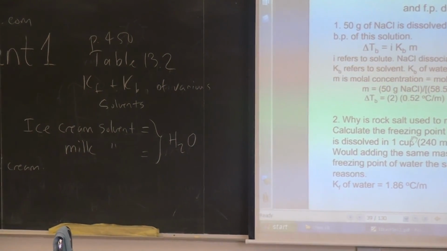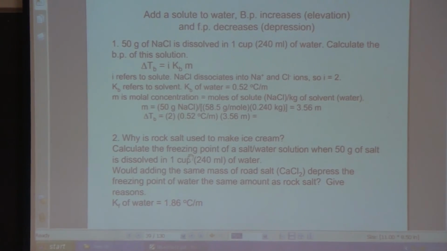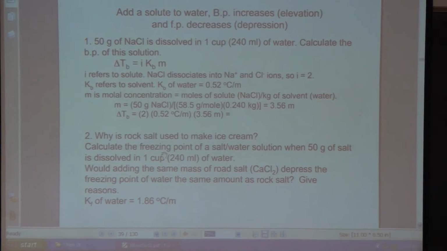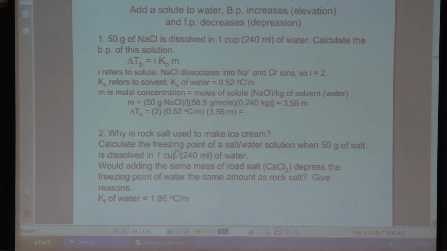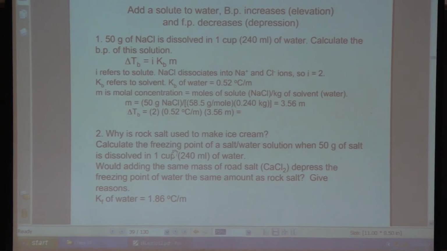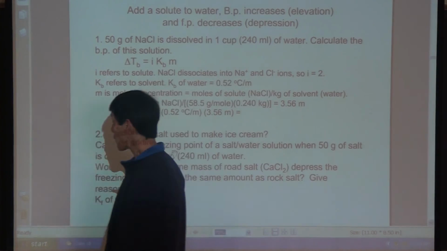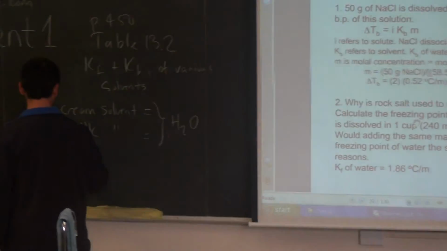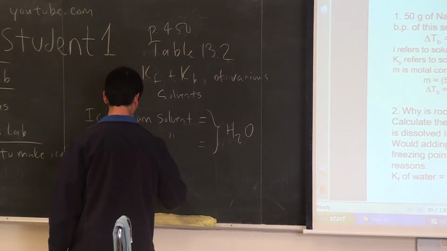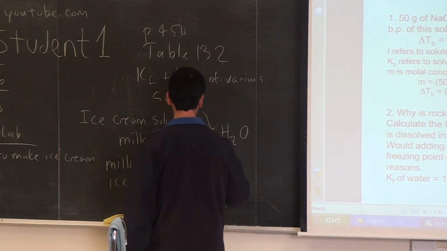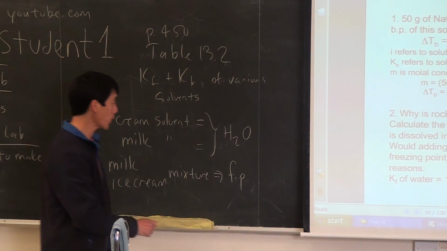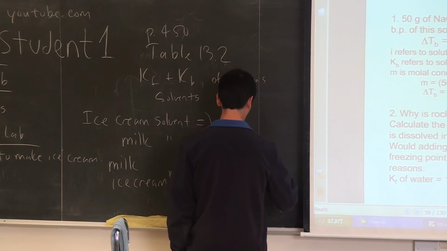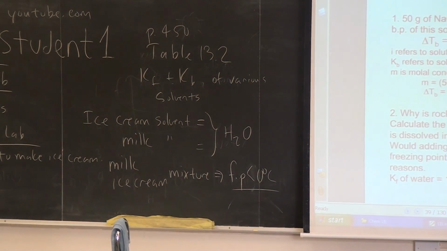So we know that the freezing point of water is 0 degrees. So that means that ice cream or milk is going to have a freezing point either equal to, greater than, or less than 0 degrees. If the solvent is water, your ice cream mixture is going to have a freezing point. Is it going to be greater than, equal to, or less than 0 degrees? It should be less, because of freezing point depression. So, again, why do you use rock salt to make ice cream?